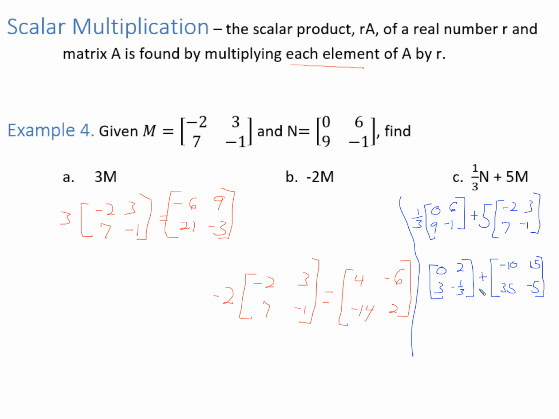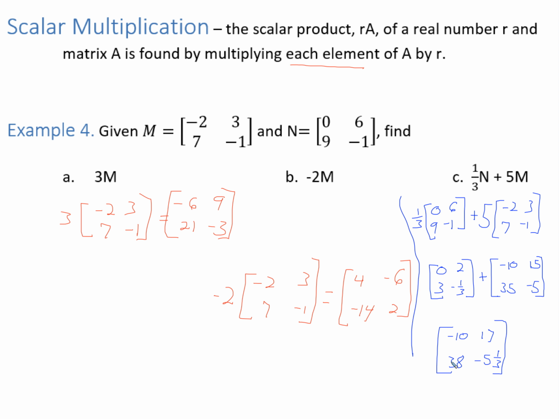And now we're down to addition. They are the same dimension, so we can add these. 0 plus negative 10 is negative 10. 2 plus 15 is 17. 3 plus 35 is 38. And negative 1/3 plus negative 5 is negative 5 and 1/3.